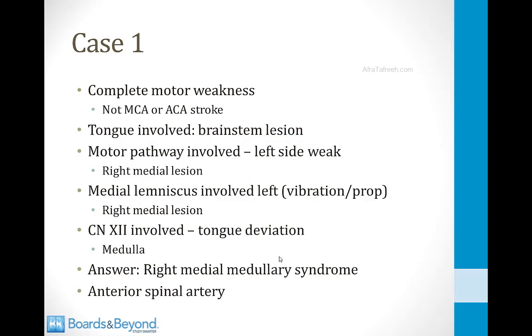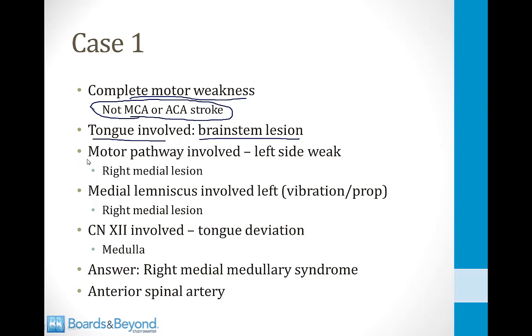So let me break down this case for you and find the lesion using the rule of fours and some of the other clues in the stem. So first of all, this man has complete motor weakness. So right away you know it's not an MCA or ACA stroke. Those cerebral stroke syndromes give you more arm than leg symptoms or more leg than arm symptoms. But here we have a lesion somewhere where all the motor fibers are running together. We also know that the tongue's involved, so it must be a brainstem lesion.